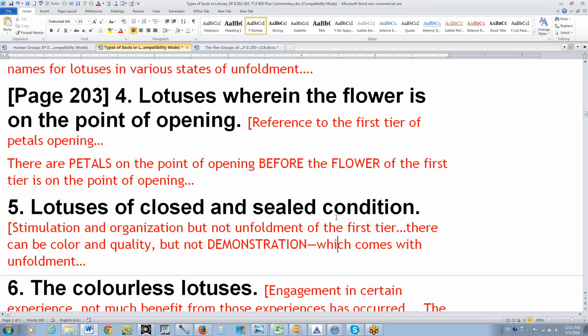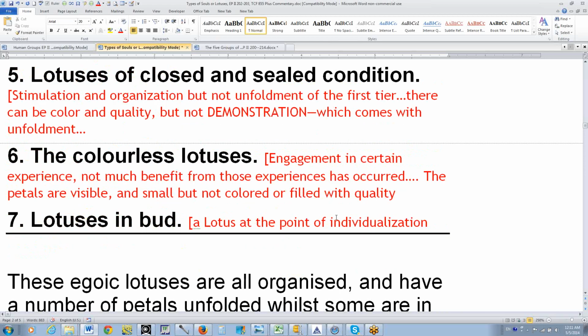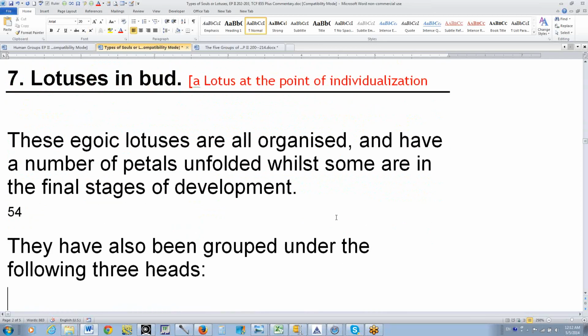And then the colorless lotuses, which suggest that the lotus form is there but no quality is built in, and the lotus in bud, which is the condition of complete folding in upon itself at the time of individualization, when the lotus is first created by the combined efforts of the solar angel and the monad, the human monad.